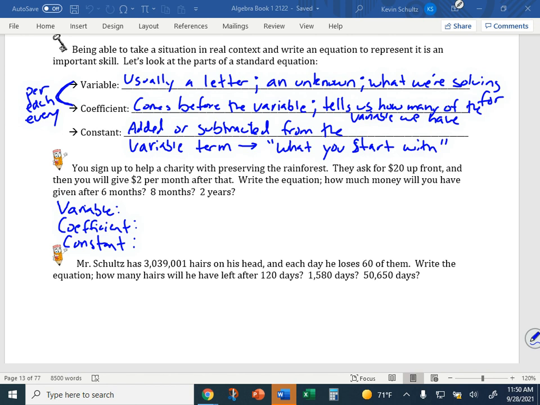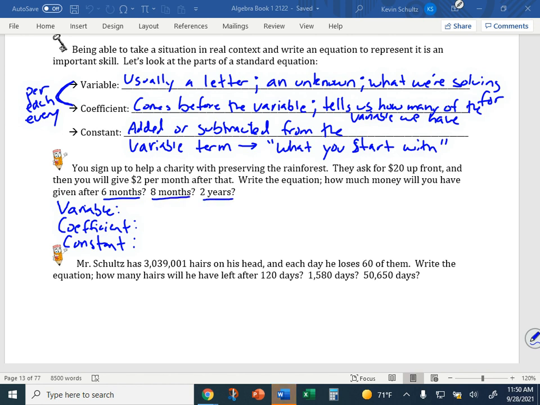John. The variable is the $2. Not the $2, because remember the variable is kind of what can change. The $2 per month, that's a continuous rate, right? It's not going to go up one month and down the next month. It's a consistent $2 per month. But take a look at the question. It says, how much money will you have given after 6 months? How about 8 months? How about 2 years?